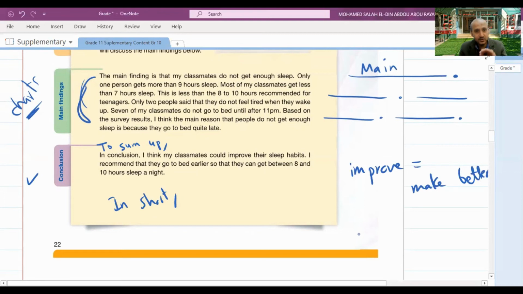I recommend that they go to bed earlier so that they can get between 8 and 10 hours sleep. So he gave only one recommendation, one piece of advice. You can add, for example, I advise them to have some hot drinks before going to bed. Also, in order not to be worried or tense, they can have a shower. So you can give your own pieces of advice.